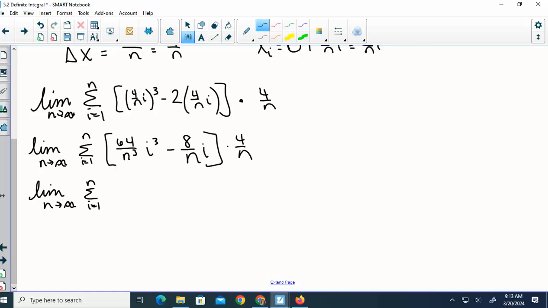So if I distribute my 4 over n, 64 times 4 is 256 over n to the 4th, i cubed, minus 4 times 8 is 32 over n squared, i.